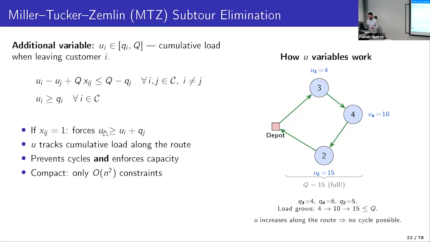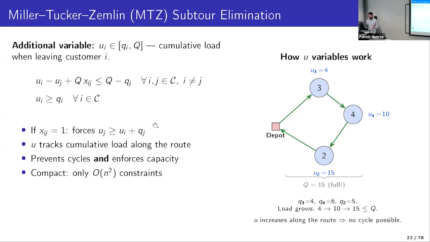So which means that uj is bigger than. So if we go from i to j, then we have to add the demand of j to the cumulative load at node i. This is the intuition behind it: you cannot really come back to a node. If you go from 3, 4, 2, you cannot go to 3 again, because U3 is less than U2, and it will not work.